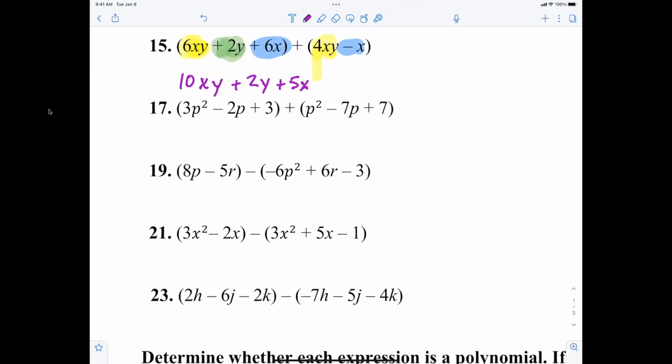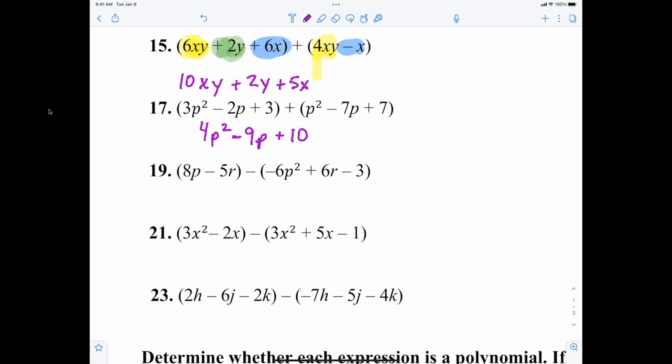3p squared plus p squared is what? 4p squared. Negative 2p minus 7p is? Negative 9p. And then 3 plus 7, positive 10. That's all I need for you to understand.